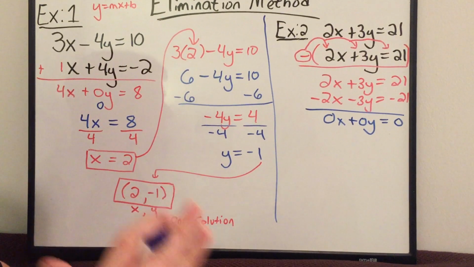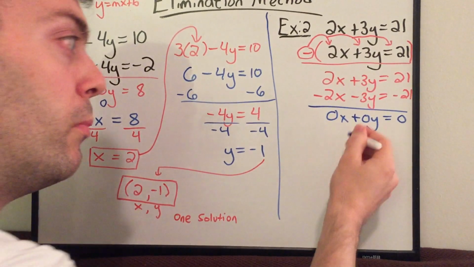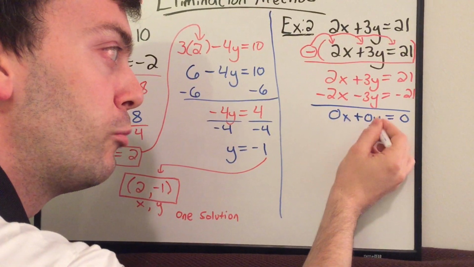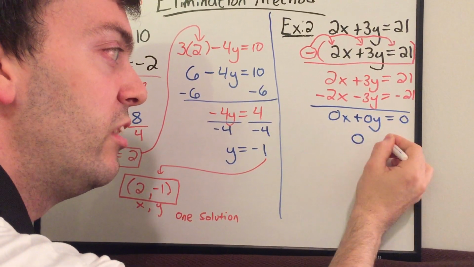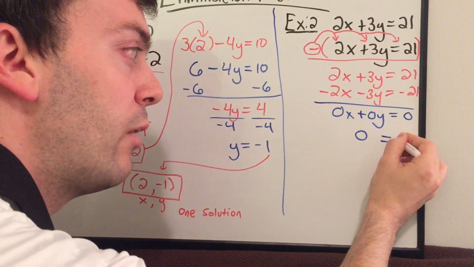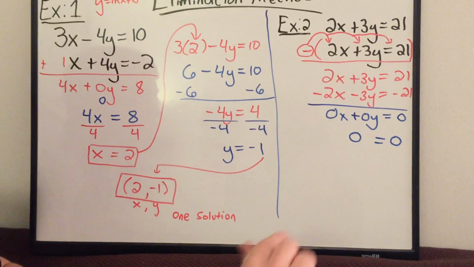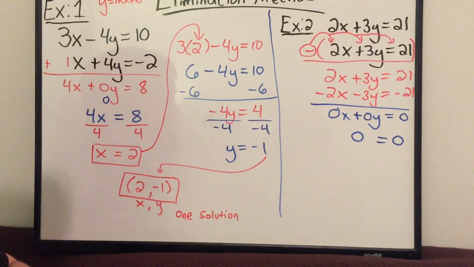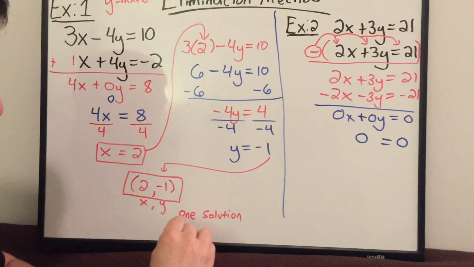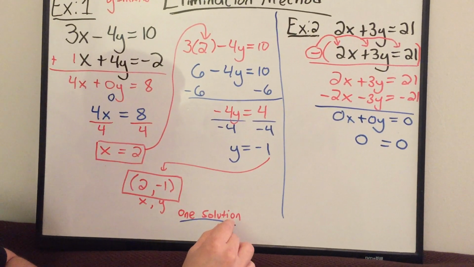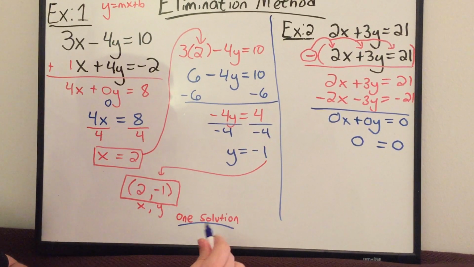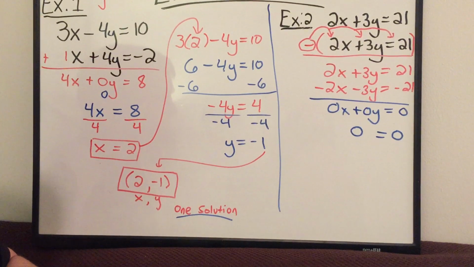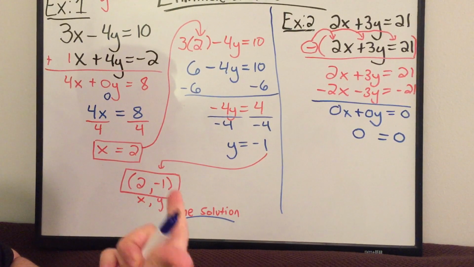Don't freak out. Like I said, this is a rare case, but this would become 0x plus 0y. That would become 0. This side would become 0. So we do not have any variables left over. That means it cannot be a one solution like we had over here. That means we're going to have one of the cases we had with graphing, no solution or infinitely many.